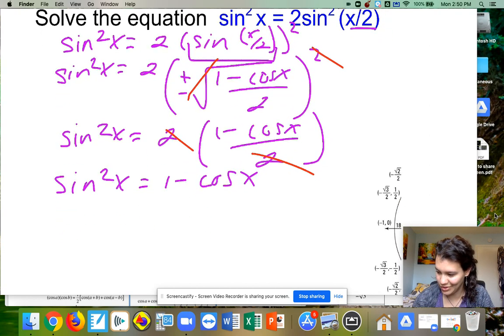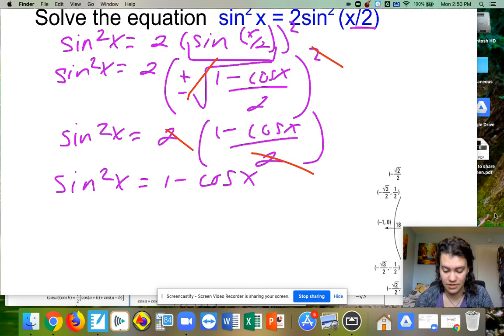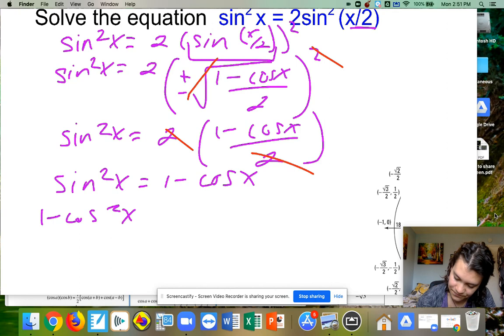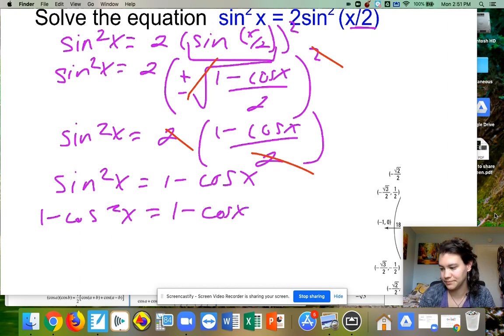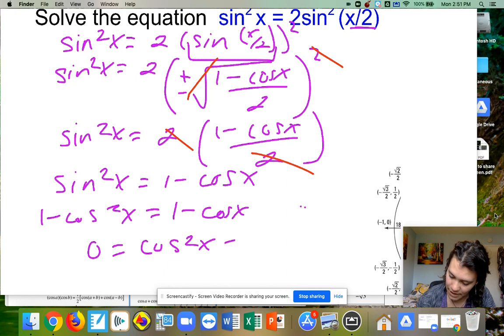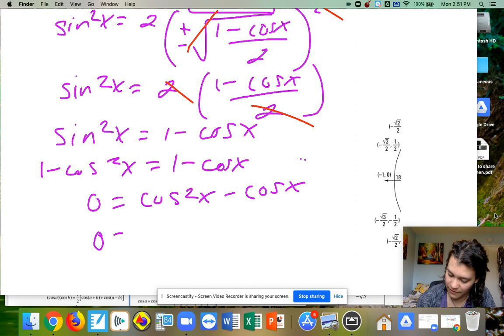So now we still have two different trig functions. So I'm going to change the sine into 1 minus cosine equaling 1 minus cosine x. That way you have everything in terms of the same thing. And then I'm going to bring everything over to this side so that it's all positive. So we'll get 0 equals cosine squared of x minus cosine, because the 1's will cancel. You can factor out a cosine now to get cosine of x minus 1.